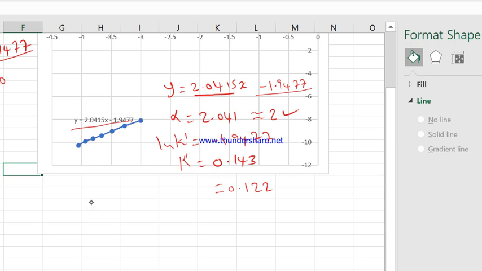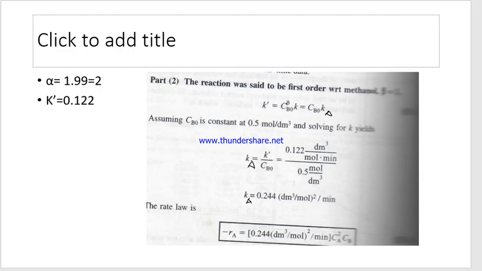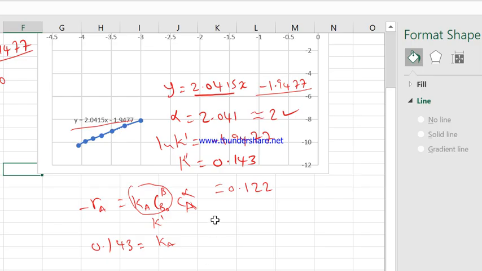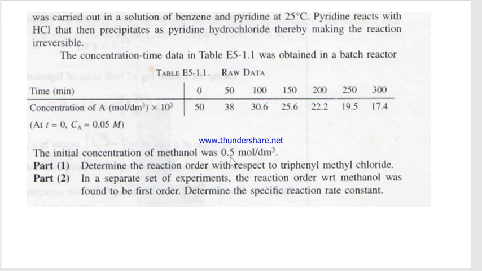So the next step is, you remember our RA is equal to KA CB to the beta and CA to the alpha. We have now gotten our alpha, which is 2. We have represented this as k prime. So that means 0.143 is equal to KA times CB. Beta is 1 because in the question we have been told that in a separate set of experiments, the reaction order with respect to methanol was found to be first order. So our beta is 1, and our CB naught, because we assume that it doesn't change, is taken to be 0.5. So CB remains 0.5.